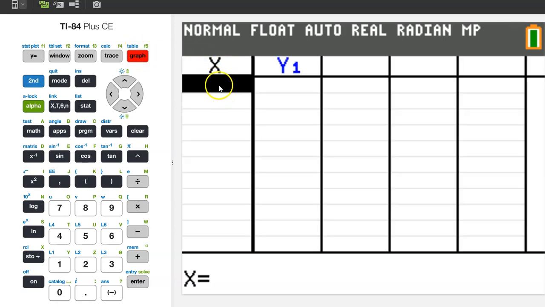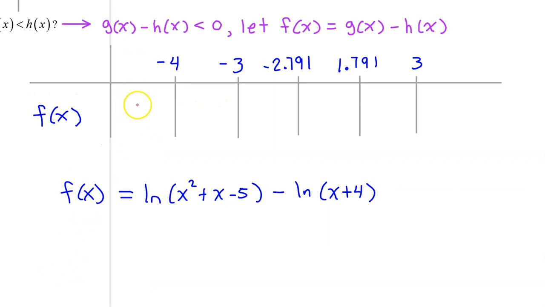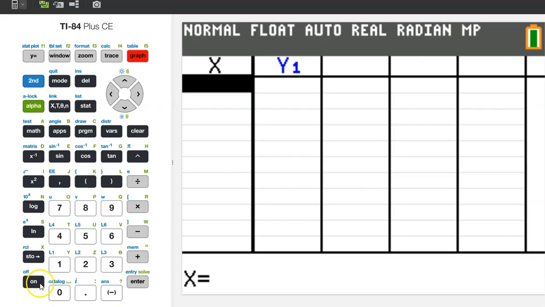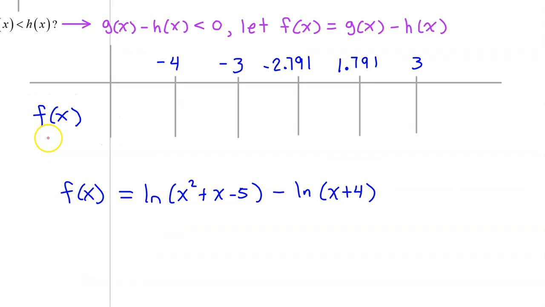Because we switched it to ask mode, the calculator will evaluate f of x at whatever x values we pick. In the first interval, we need to pick a test value that is less than -4. For example, -5. However, when we type in -5 and hit enter, it says error. Why is that? f of x is undefined at -5 because you cannot take the natural log of a negative number.